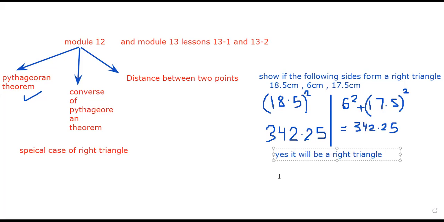Okay. What about if I want to classify? In another question, I want to decide if this one is a right triangle, obtuse or acute. If the square of the greatest side is more than the sum of the squares of the other two sides, the triangle will be what, grade 8? Obtuse, yes.